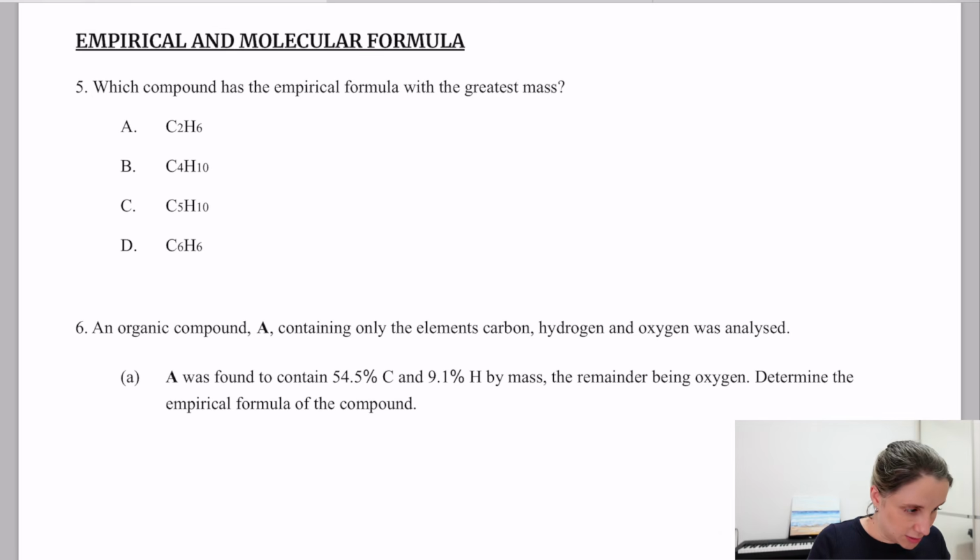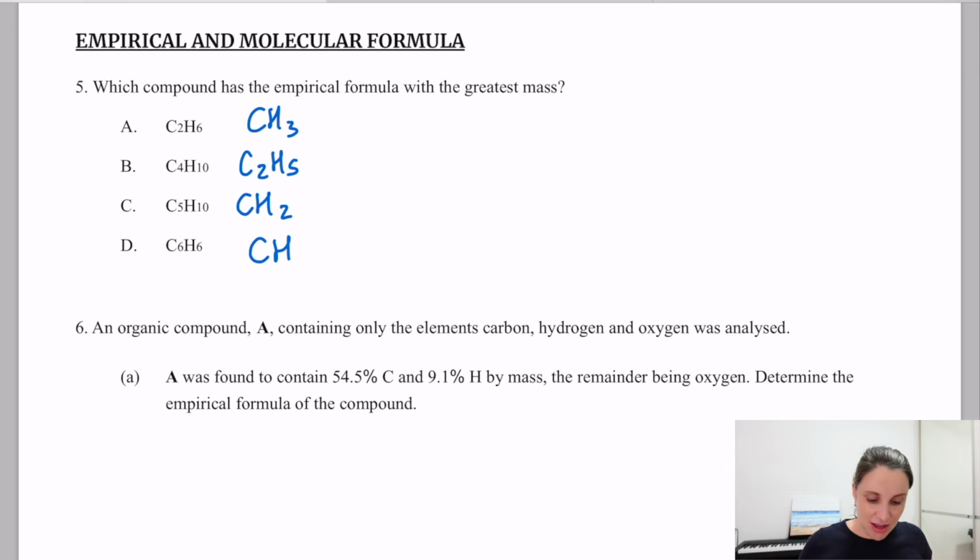So what we're going to do is simplify all of these down to the lowest ratio that they can possibly be. I can't talk and think about this at the same time, so let's just do CH. So this is the simplest ratio for each of these compounds, each of these hydrocarbons. And then which one is the heaviest? I know carbon is way heavier than hydrogen, so it's going to matter a lot more. So the answer is definitely going to be B, because it has 2 carbons and each of them are 12, so that's a lot.